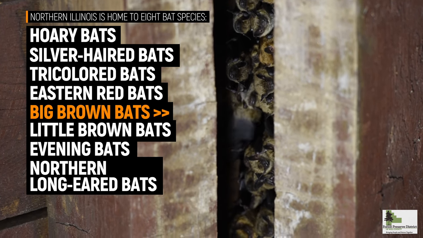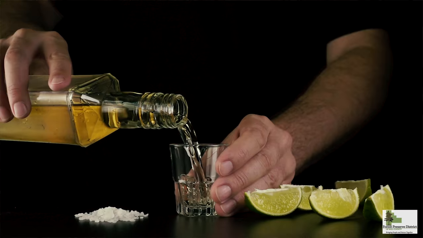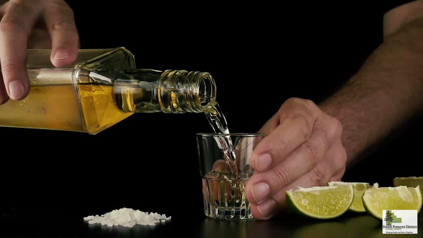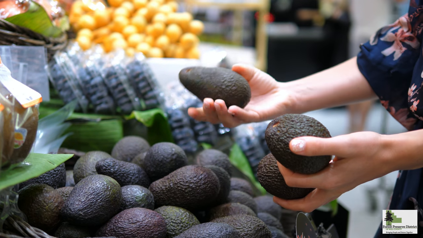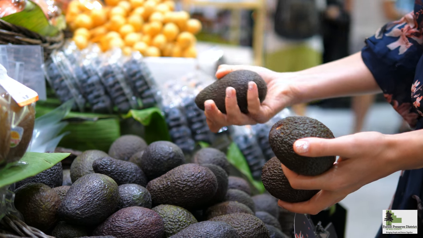I mean, you can't have a party without bats. True story. Bats bring the party. So globally, bats pollinate 300 to 500 species of plants. This includes agave. You want the tequila at your party. Avocado. So if you want guacamole, they pollinate the avocados.